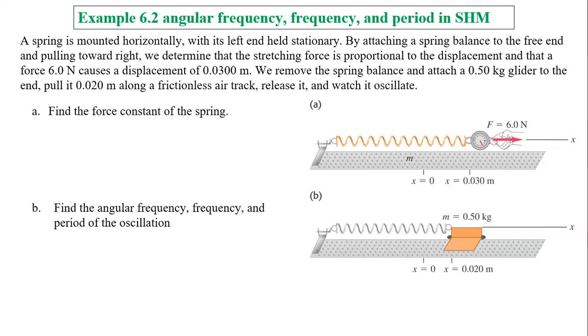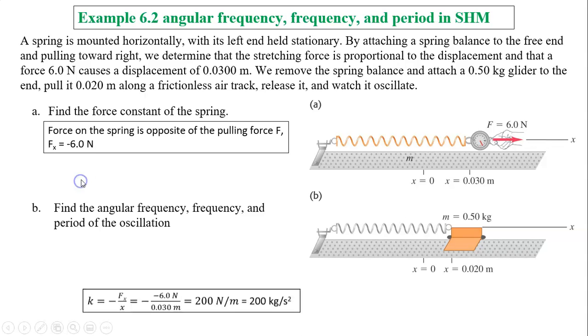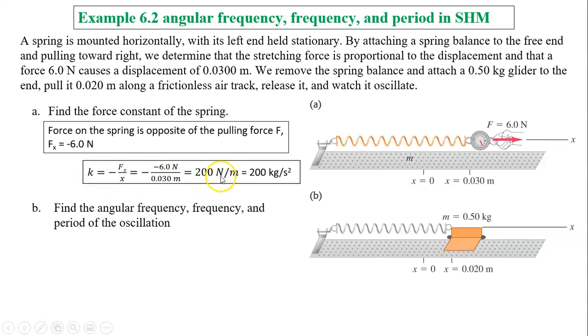We remove the spring balance and attach a 0.5 kilogram glider to the end, pull it 0.2 meters along a frictionless air track, release it, and watch it oscillate. First, we have to find the spring constant. For that, we can use Hooke's law. We know the force, we know the displacement, we can find k. Using that equation, k is in newtons per meter. This is equivalent to kilograms per second squared.